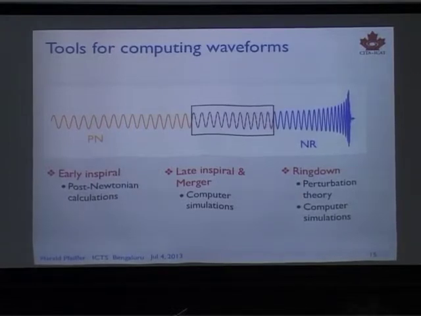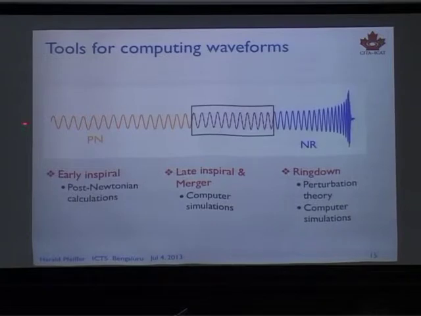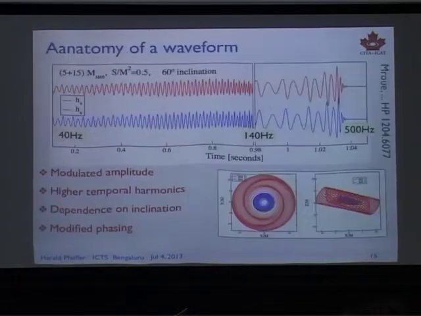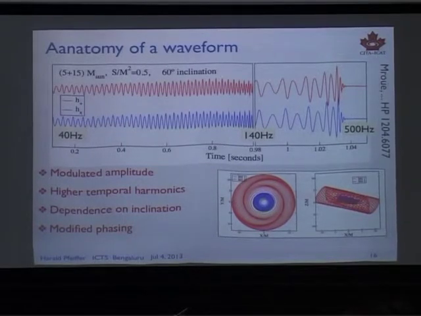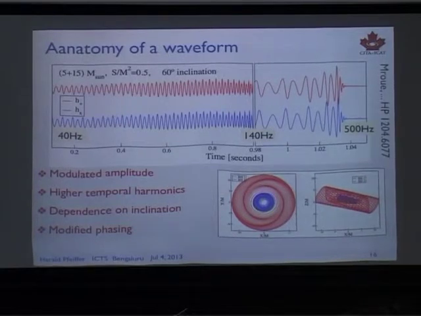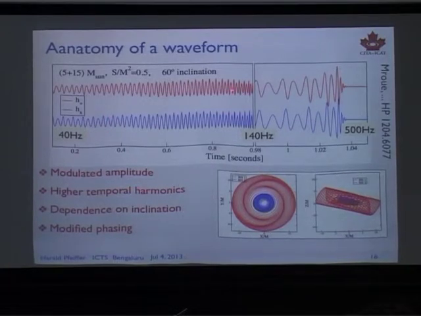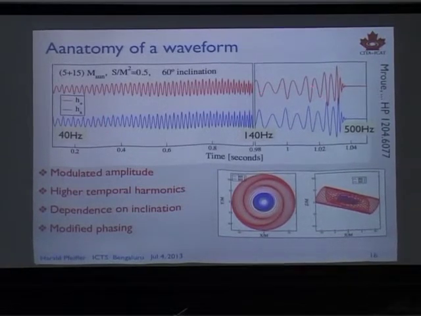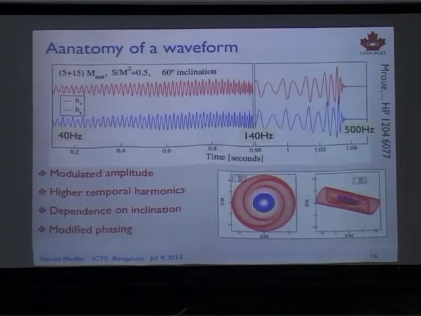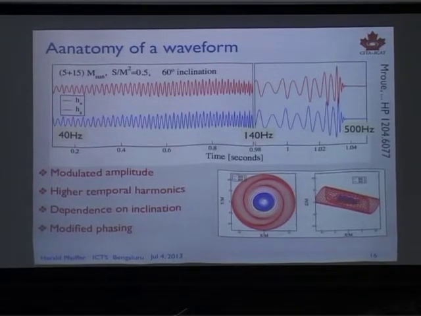This is the prototypical signal sketch of a waveform. First, low amplitude, low frequency, and then a chirp signal with increasing amplitude and increasing frequency. More realistically, waveforms might look like this. So this is an unequal mass binary with spin, with precession, with the whole shebang. And what one now has in the waveform is higher temporal harmonics, first of all. So if you look, every second peak looks different. That is because there's now a distinction between the small black hole moving away from you and moving toward you.